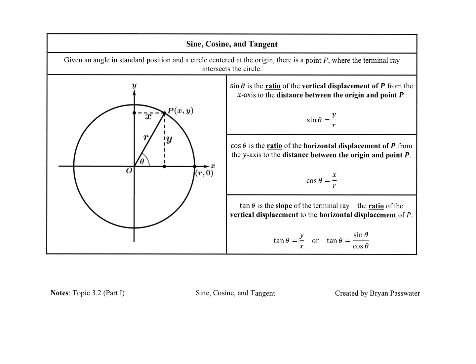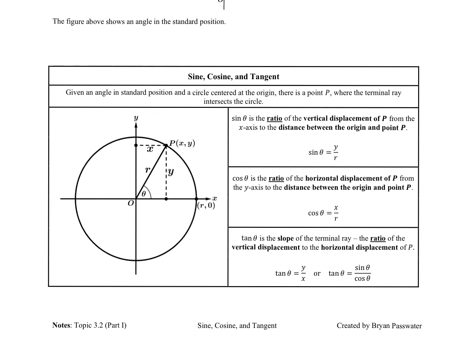Sine, cosine, and tangent. Given an angle in standard position in a circle centered at the origin, there is a point P where the terminal ray intersects the circle. All right, so we're going to stop there.